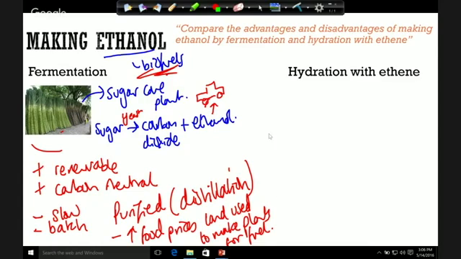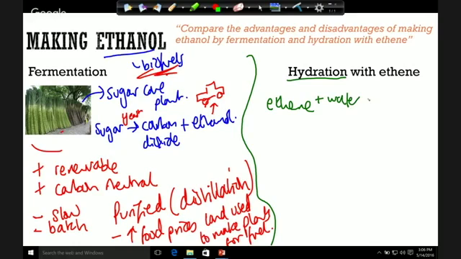Okay, now this contrasts then with the second process I want to talk about, which is hydration with ethene. Now, if you remember hydration reaction, just like you hydrate yourself when you drink, you're adding water. So you would get ethene, add it to water, and make ethanol. And this process, again, like most of them in this topic, requires a catalyst.